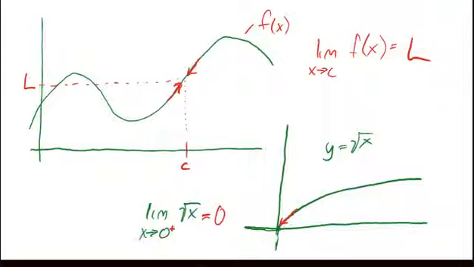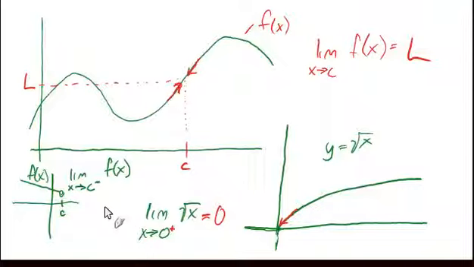We could also have another function, just kind of make one up, that comes over here and there's nothing at this point and it only exists on the left. Well, for this function, f of x, we could say, let's look at the limit as x approaches, we'll call this c, as x approaches c from the left.